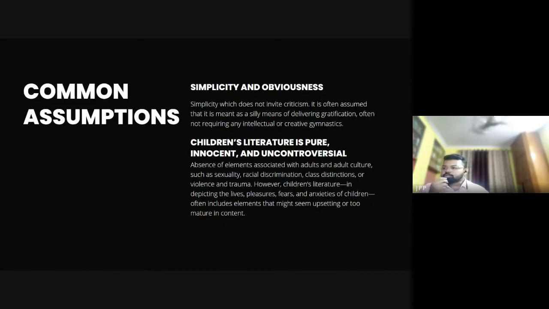However, as you can see on the slide itself, children's literature, in depicting the lives, pleasures, fears, and anxieties of children, often includes elements that might seem upsetting or too mature in content.